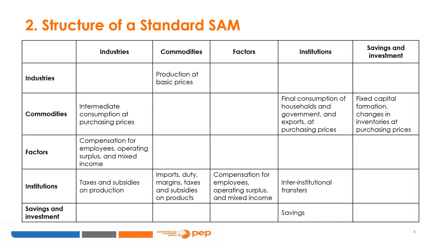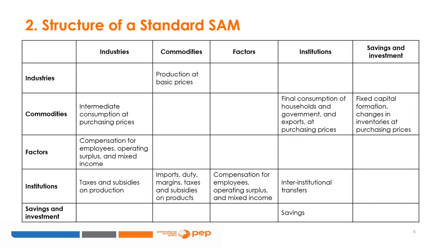The industry rows receive payments from selling commodities. In general, they sell one commodity but can sell multiple commodities to the market. The industry columns make payments to commodities for intermediate consumptions, to production factors, for example, compensation of employees and operating surplus and mixed income, and to the government, institutions, as taxes net of subsidies.